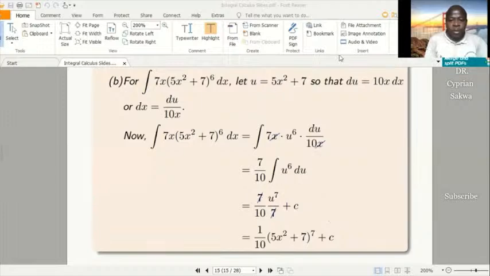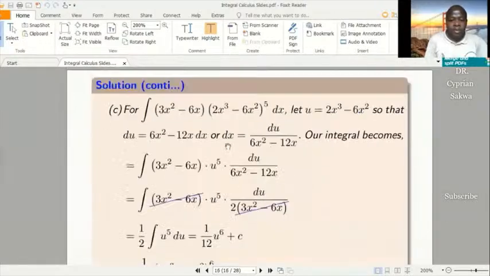So let me show you the next example. We're supposed to integrate this. And what I'm saying again is that this one is bigger than this. So I let u be the one, I let u be equal to 2x cubed minus 6x squared.